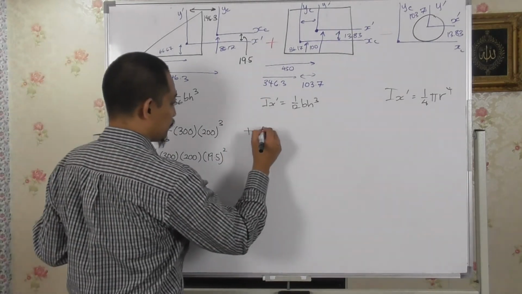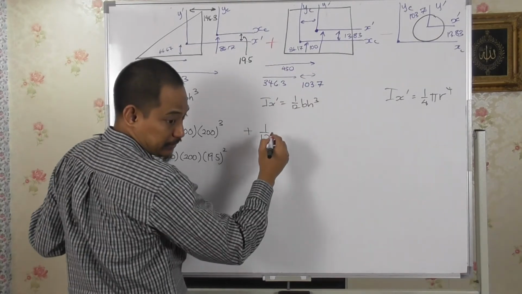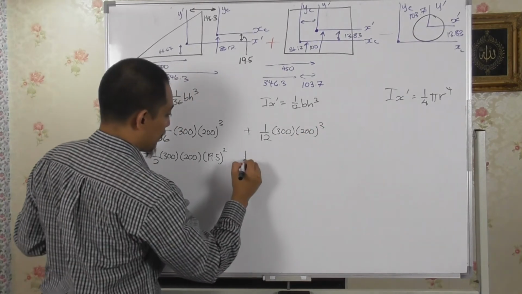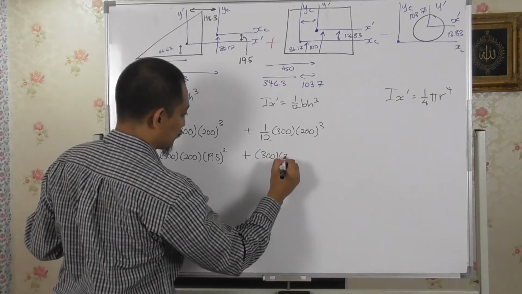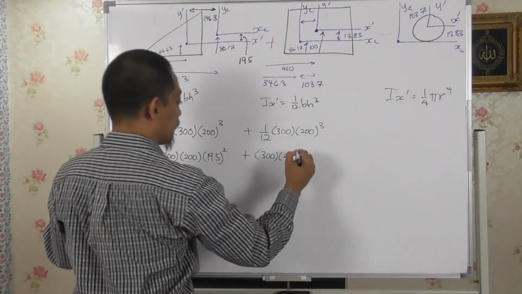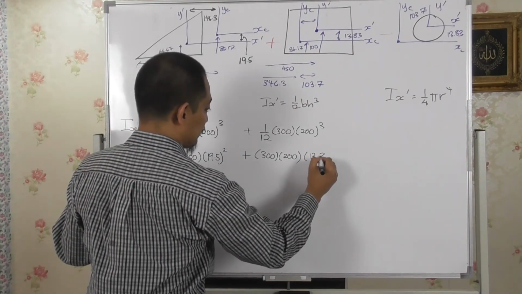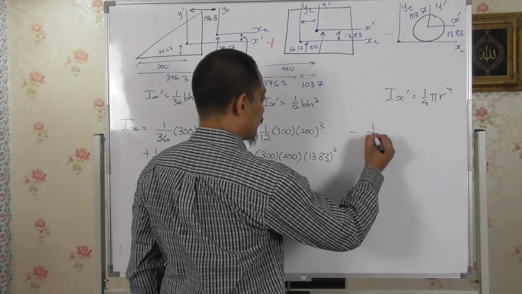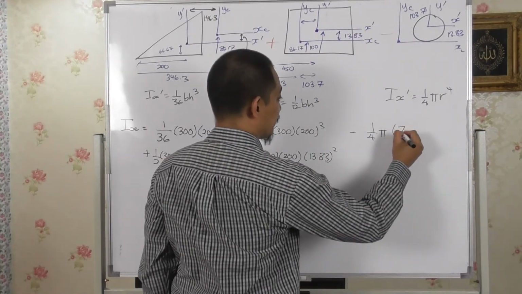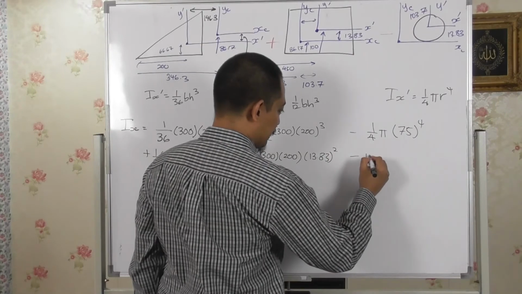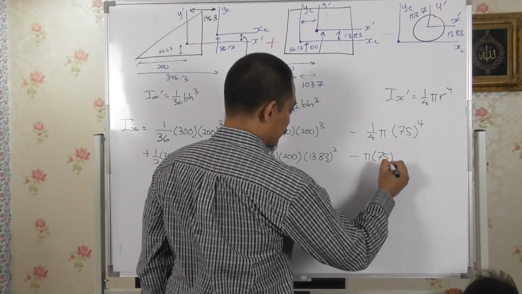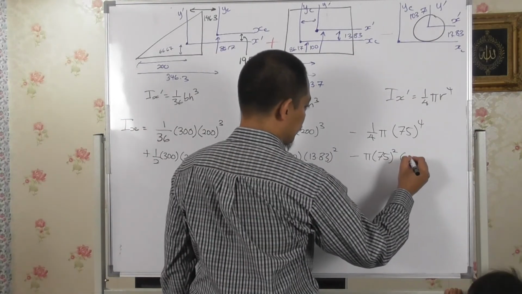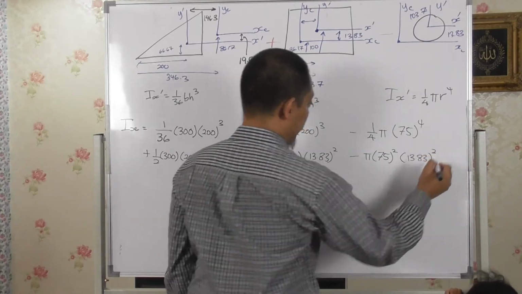Next, this one, so plus 1 over 12, B is 300, H is 200, cube, plus 300 multiplied by 200, and then dy we have 13.83 square, and minus the circle, so minus 1 over 4 pi r, which is 75 to the power 4, minus pi r square, which is 75 square, and then you have 13.83 square.